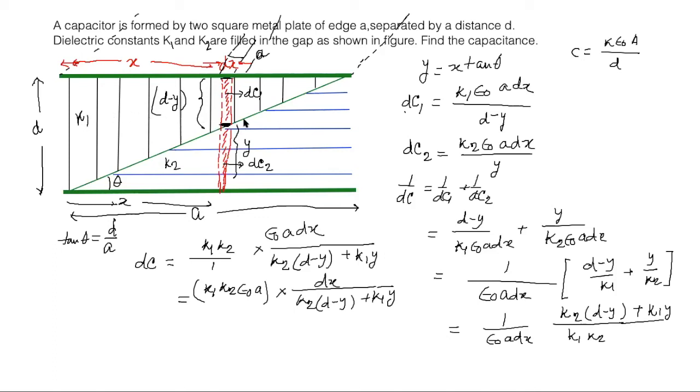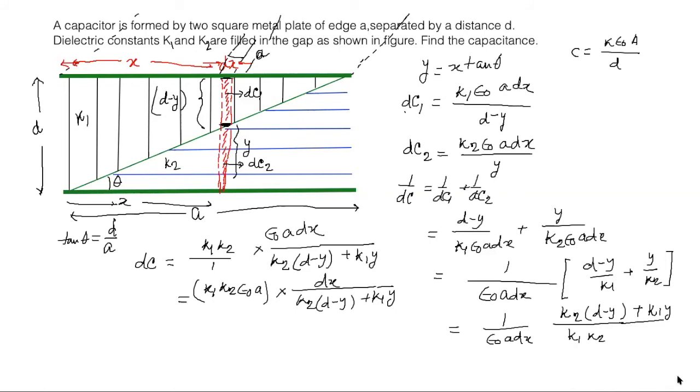So in parallel, the equivalent C will be just dC, this dC of the first strip plus dC of the second strip plus dC of the third strip, and therefore that will basically be a sum. And so now we are only left with having to do the integration.